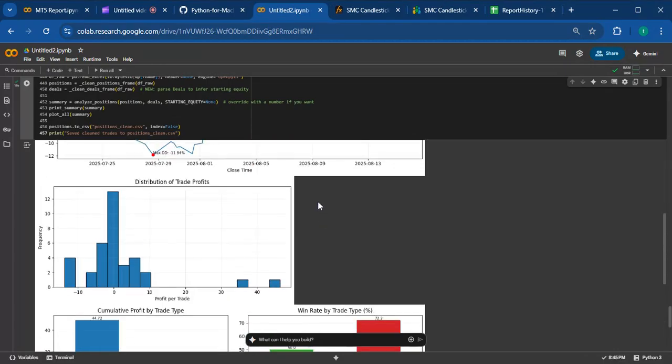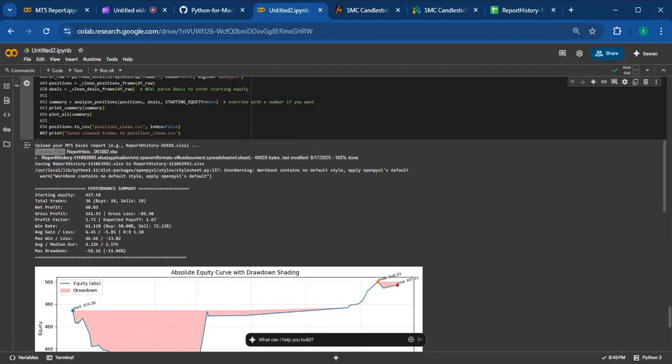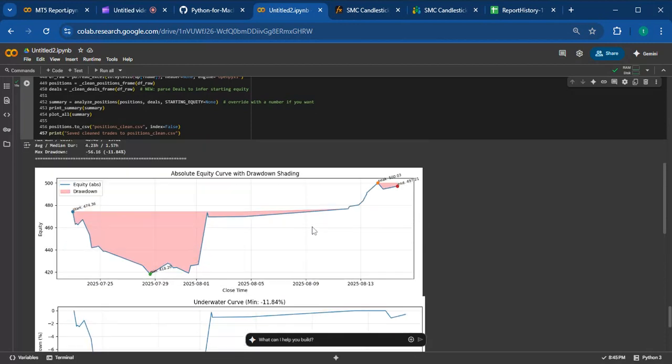Okay, let's see the data it has returned. So, performance summary: starting equity 437, total trades 36, 18 buy, 18 sell, net profit $60, gross profit 141, gross loss 81, profit factor, expected payoff, win rate 61%, 50% win rate on the buy trades, 72% on the sell trades, and average duration of trade, median, the maximum drawdown.